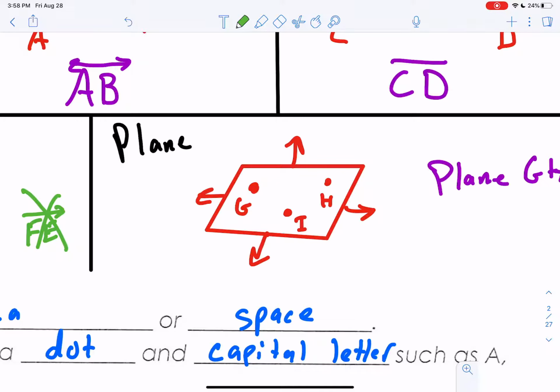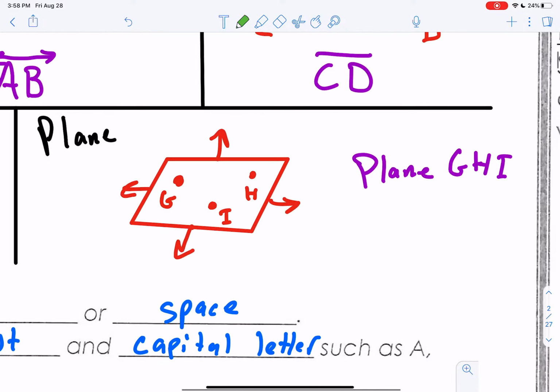A plane is defined by three points. We say that are non-collinear, which basically means they're not together on the same line. What I mean by that is, with these three points that I have, G, H, and I, I can't draw a straight line through all three of those points. As far as notation is concerned, it is called plane GHI.